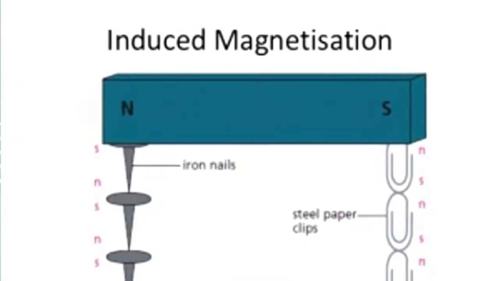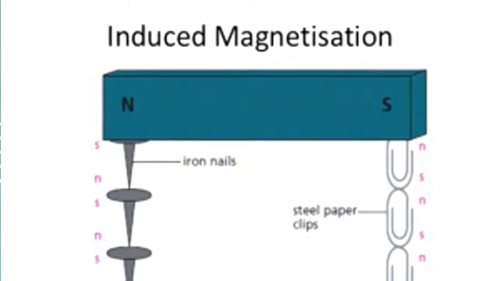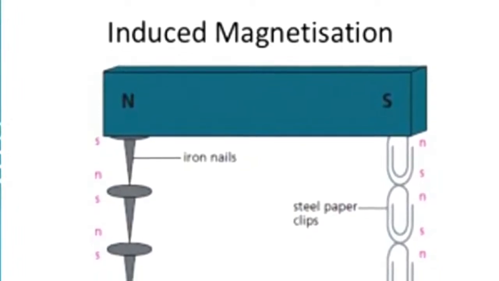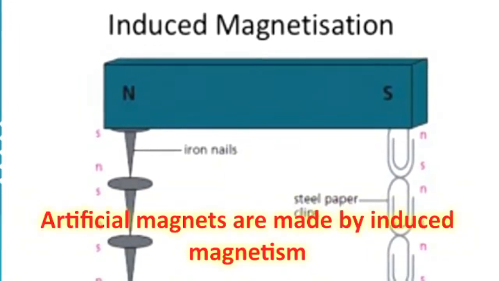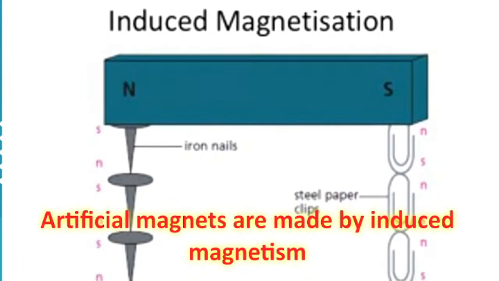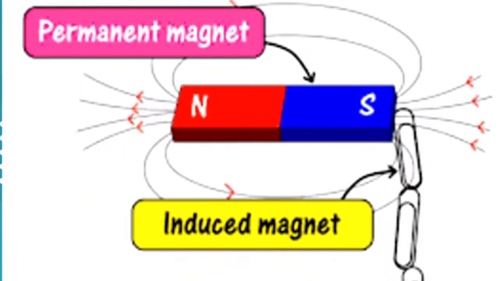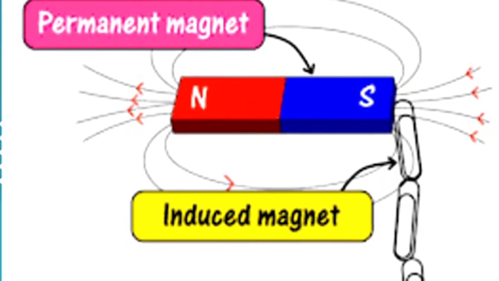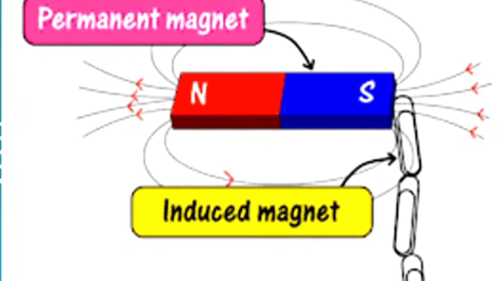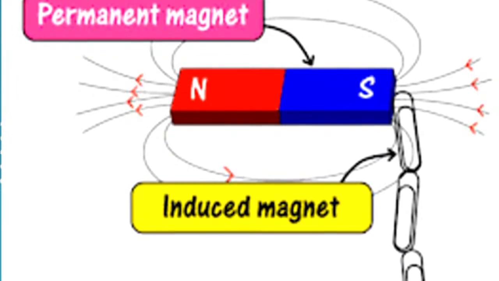On the other hand, there are materials that can be made into magnets. These are called artificial magnets. Artificial magnets are made by induced magnetism. When a piece of unmagnetized magnetic material touches or is brought near the pole of a permanent magnet, it becomes a magnet itself.